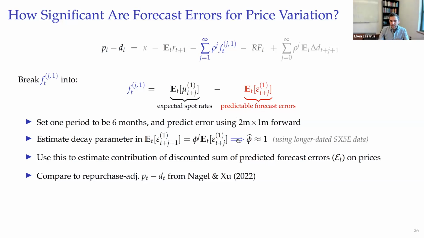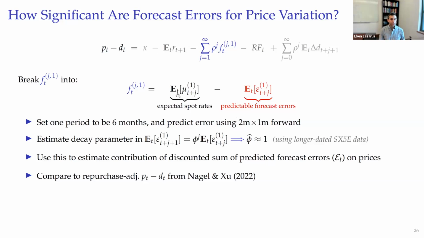And what we find there is that the term structure of those predictable forecast errors is pretty much flat. If anything, the longer horizon forecast errors on an annualized basis are typically larger than the shorter horizon ones. So, to be conservative, we're going to assume a flat term structure of forecast errors, which allows us to plug into this discounted sum. We just discount each predictable forecast error term with this rho from the log linearization.